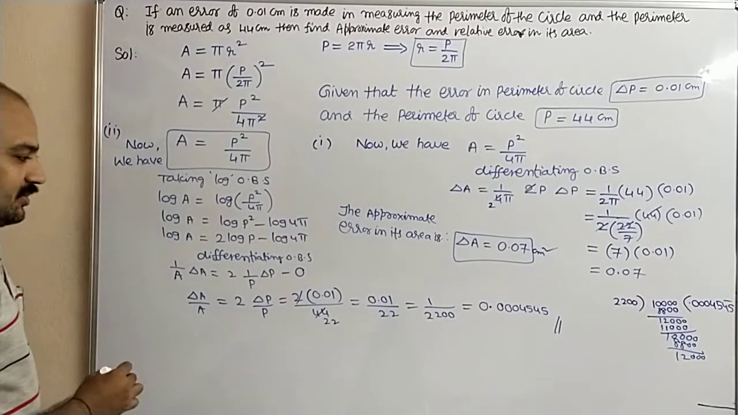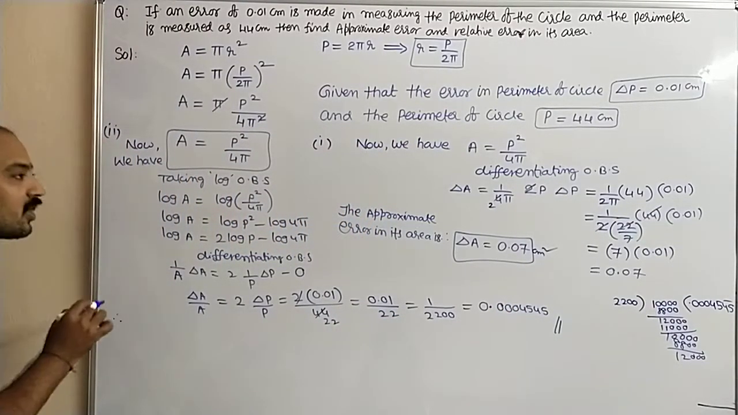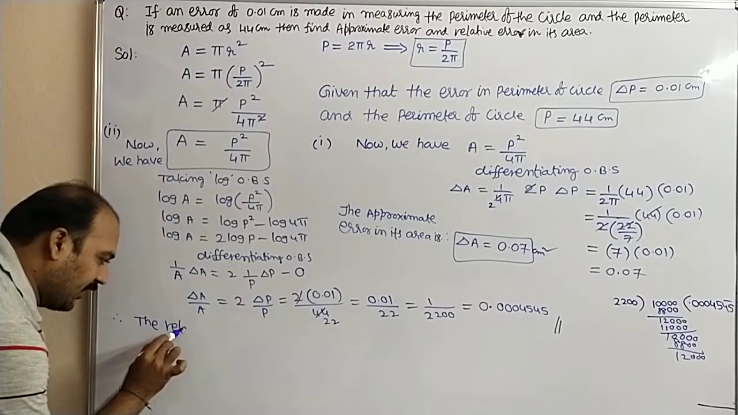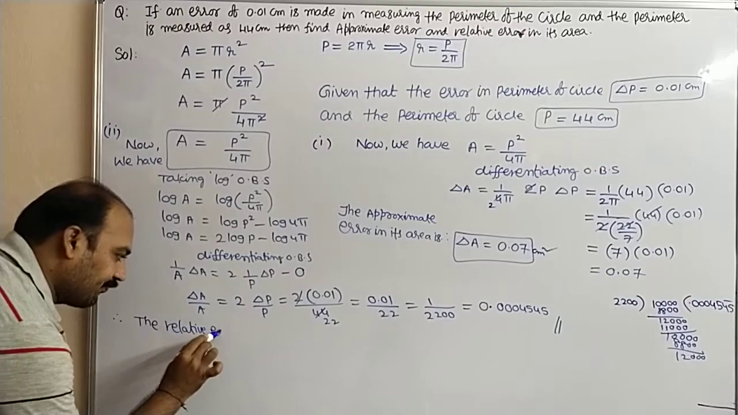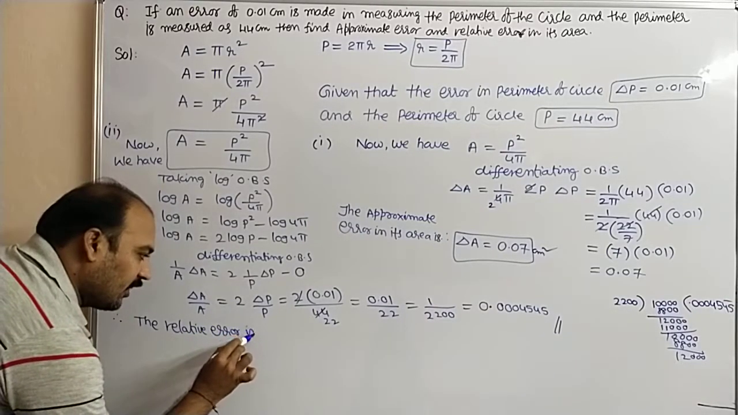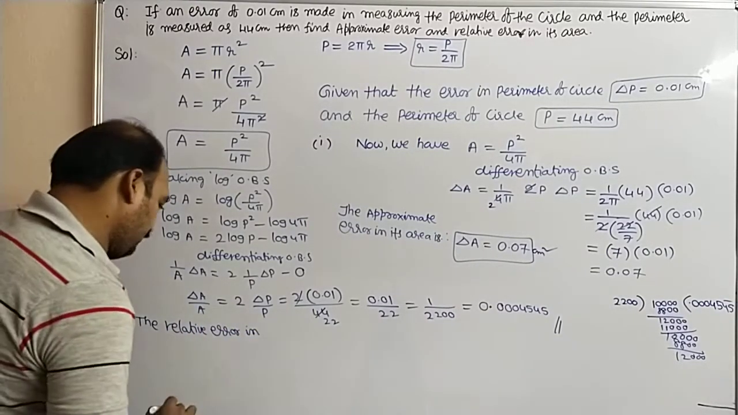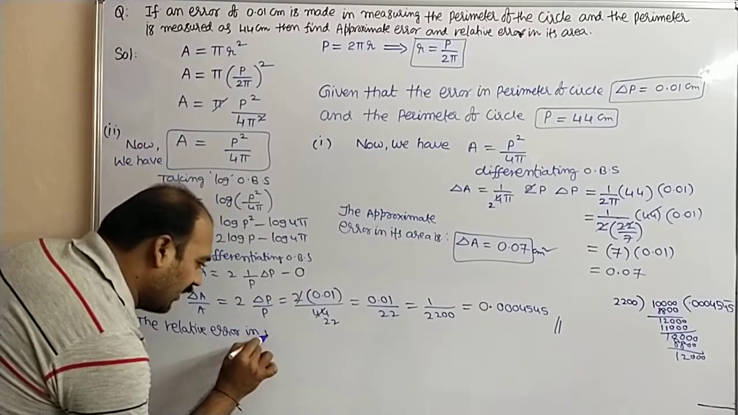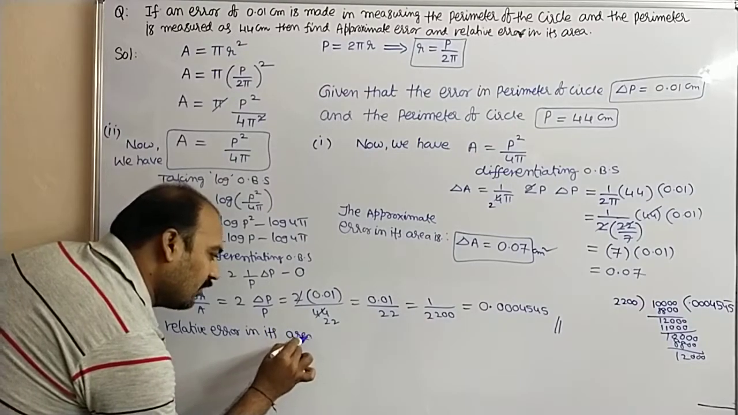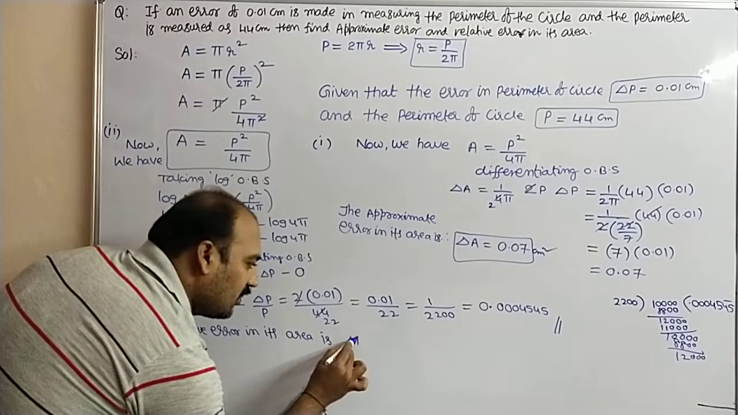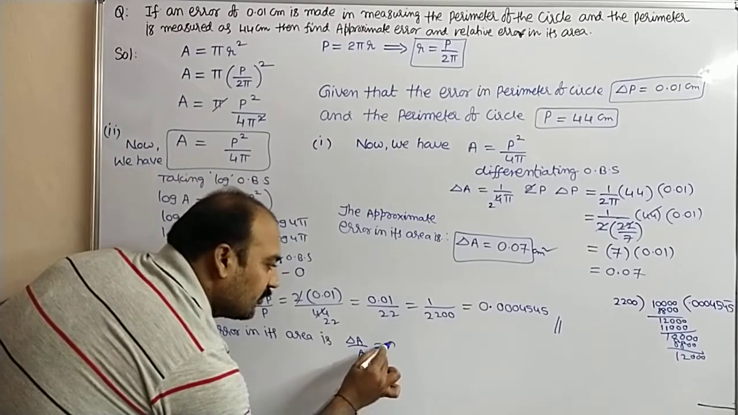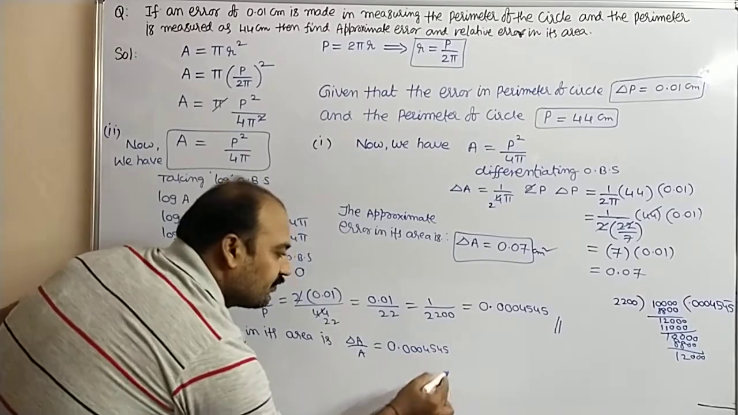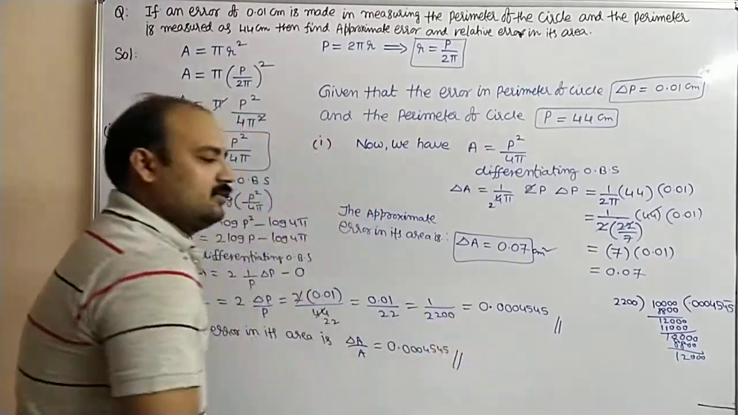Here we have to write the conclusion step. Therefore, the relative error in its area is delta A by A is equal to 0.004545, and so on. Actually you can leave it.